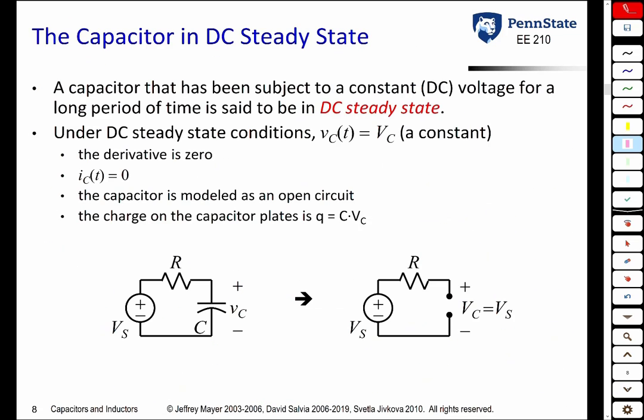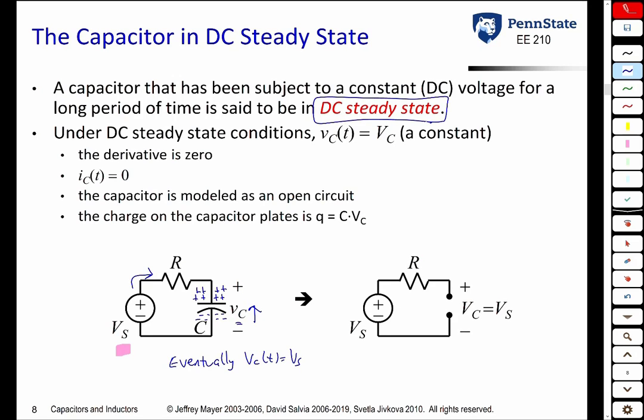The next thing we're going to talk about briefly is the capacitor in DC steady state. So let's assume we have a voltage source, Vs, and it's pumping charges onto the plates of the capacitor. Positive charges on the top plate or the anode, negative charges onto the bottom plate or the cathode. Eventually, as you get more and more charges, the voltage across the capacitor, Vc of t, rises. Eventually, Vc of t equals Vs.